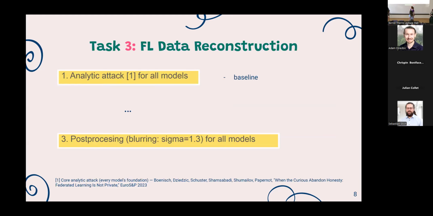And the third task, we started for all the models the same with the analytical approach from the paper, and some models worked better, some not so much. And also for the post-processing, we applied blurring to all of them.